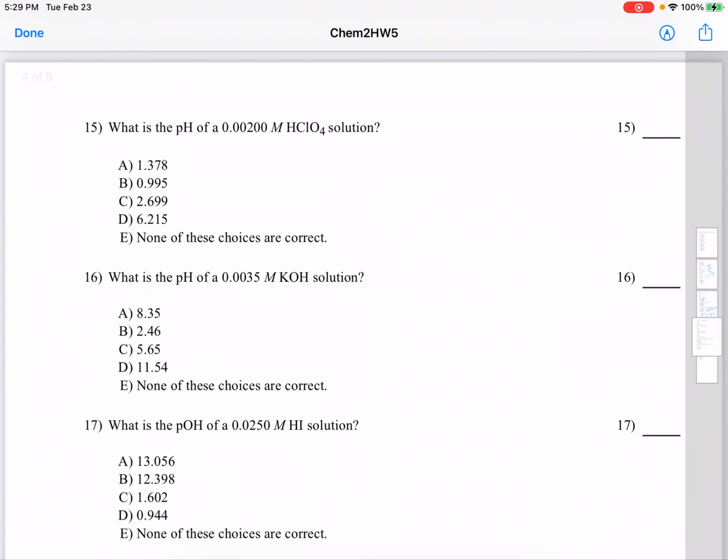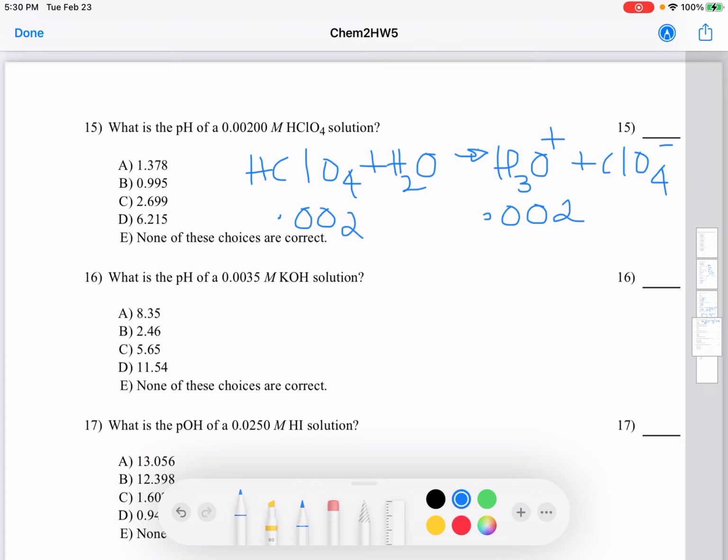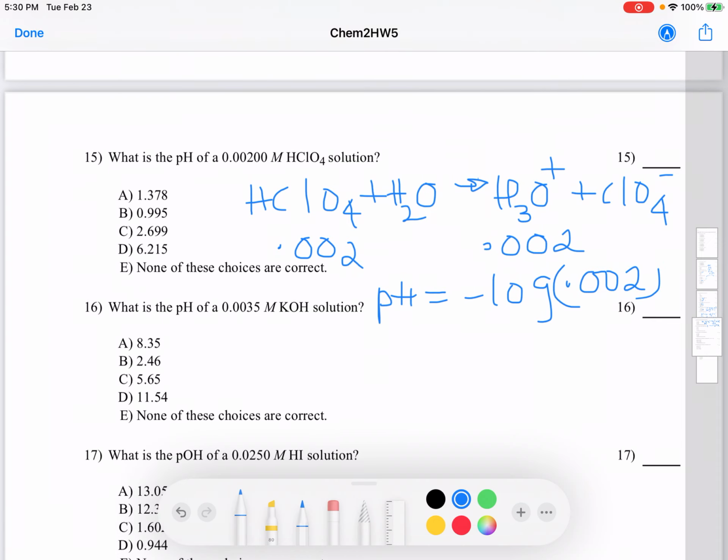Okay, the same thing. What is the pH of 0.002 mole HClO4? Same thing. HClO4 is a strong acid, completely dissociating into ions in the water. This will give you hydronium ions. Again, we don't have to write the equilibrium arrow. We can just put an arrow, plus ClO4 minus. So this is 0.002, 0.002. So pH is negative log 0.002. You find this answer. Okay. Let's see.